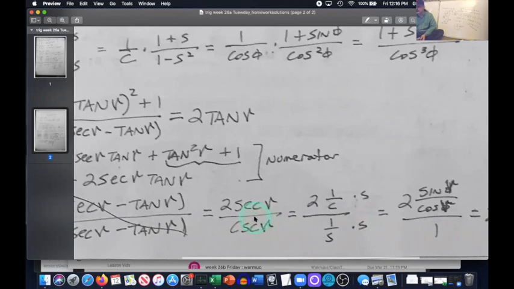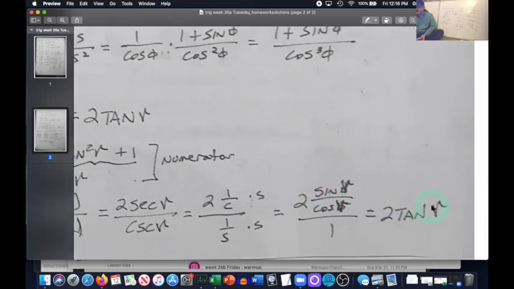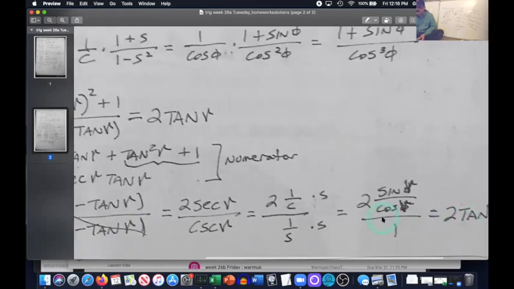Now I'm turning them into sine and cosine. And then I'm multiplying top and bottom to make the bottom fraction go away. And that enabled us to construct what we wanted to get, tangent of the angle, which is in this case the variable v.